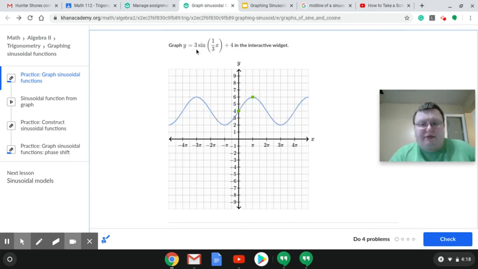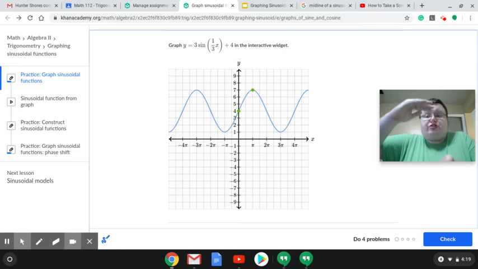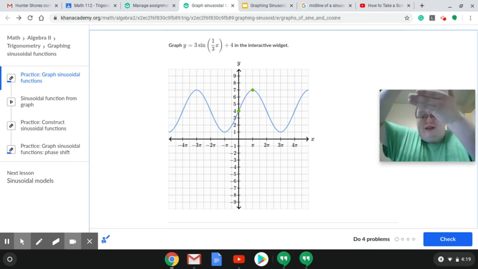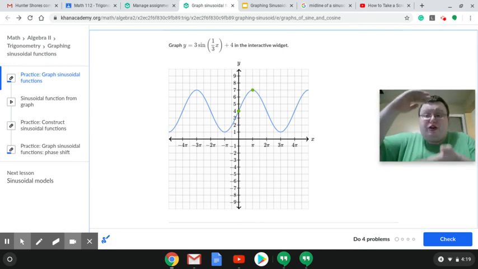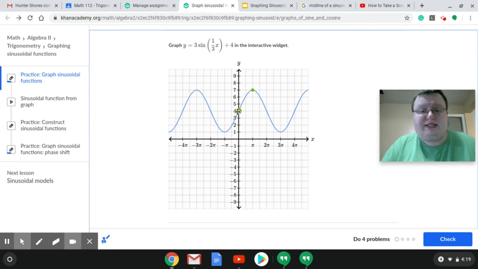So my amplitude is 3. From 4, I'm going to go up to 7. And it's going to go down 3 from 4. It'll go down to 1. So see that once you change a vertical shift, you change where your points are, where your maximums and minimums are, depending on your amplitude. But the amplitude is still the distance from your midline up to the maximum, or from the midline down to the minimum. Hopefully that helps make sense there.